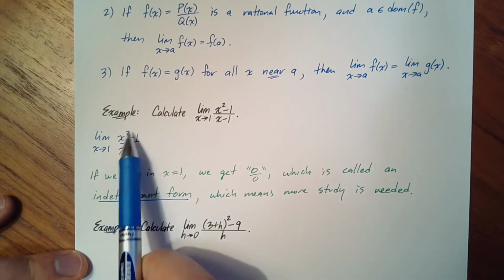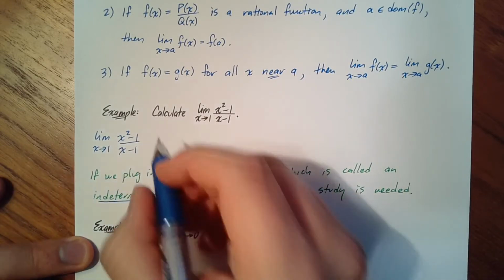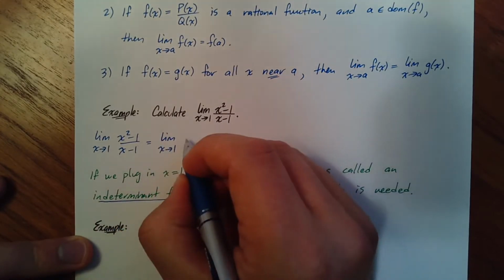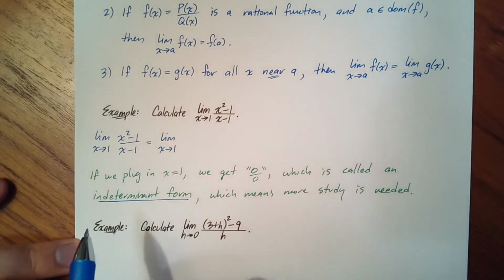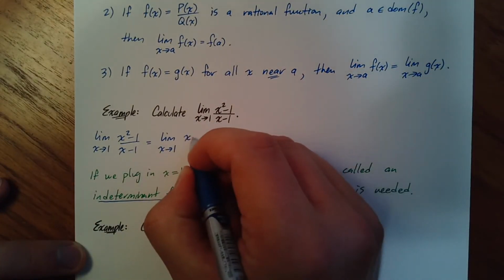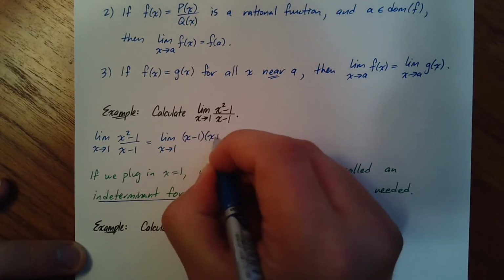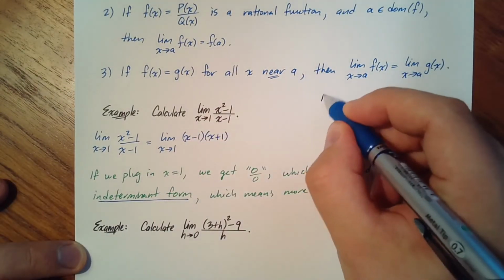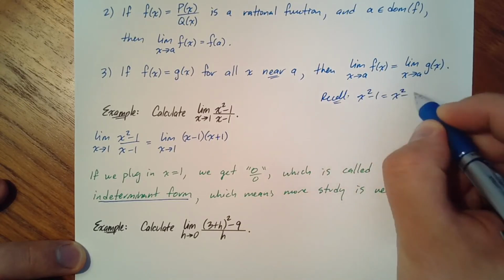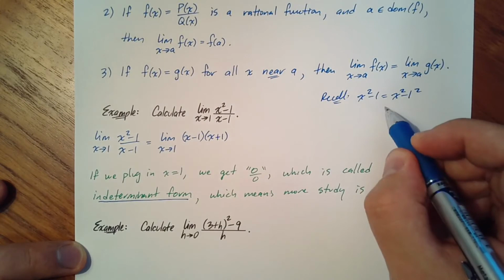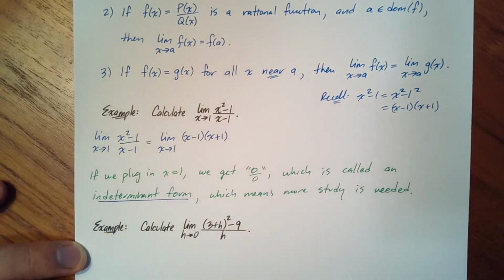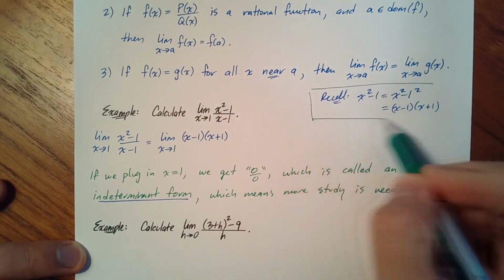Well, notice that the numerator is x squared minus 1. So we get the limit as x approaches 1 of x squared minus 1, and that's actually x squared minus 1 squared, right? So we can write this as x minus 1 times x plus 1. Because remember, x squared minus 1, that's x squared minus 1 squared, and that's a difference of squares. So we can write that as x minus 1, x plus 1. So that's just a separate note there.